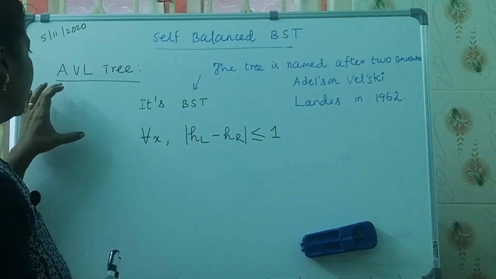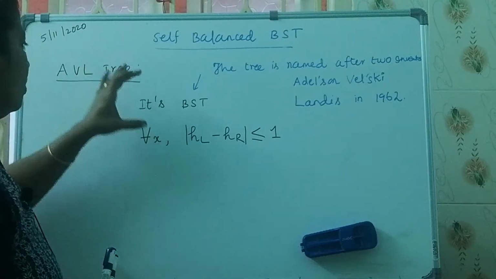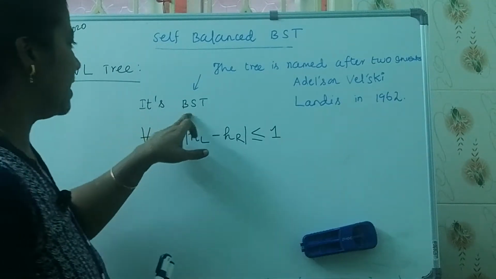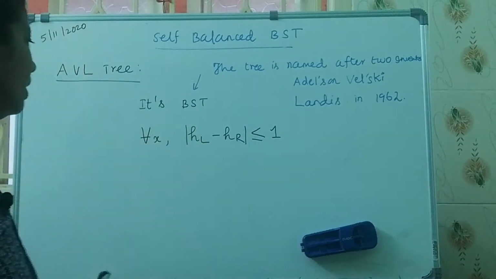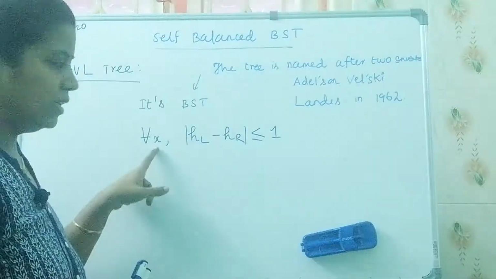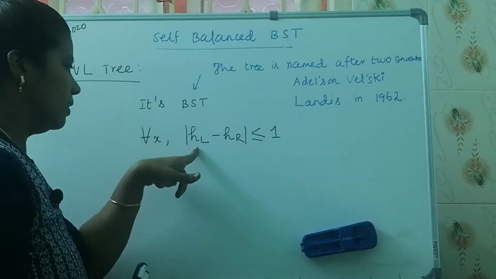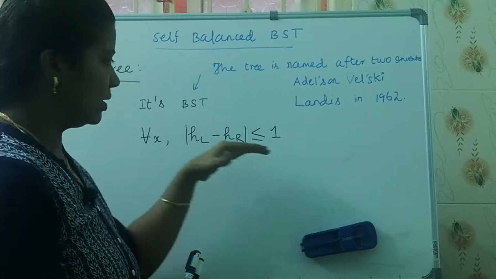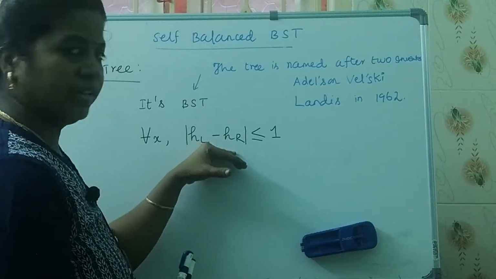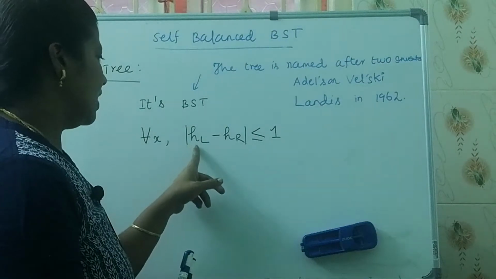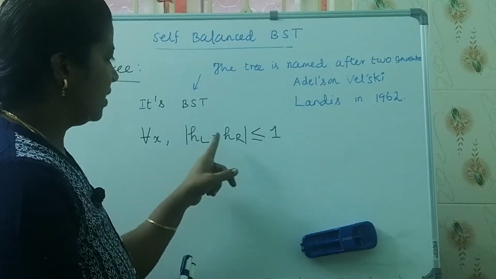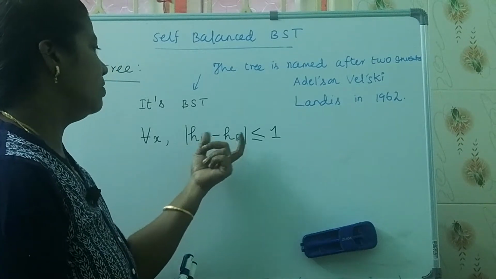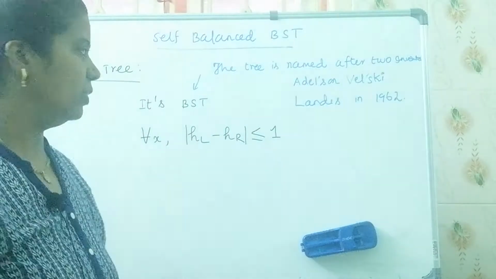Now let us define the AVL tree. The AVL tree is nothing but a BST. BST is nothing but a binary search tree. It is a binary search tree, and for every node X, the heights of the left subtree and the right subtree can differ at most by 1. So this is the same definition that we have given for the balance factor. HL stands for height of the left subtree, HR stands for height of the right subtree, and take the absolute value. That value should be less than or equal to 1.